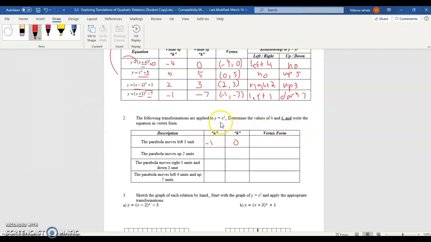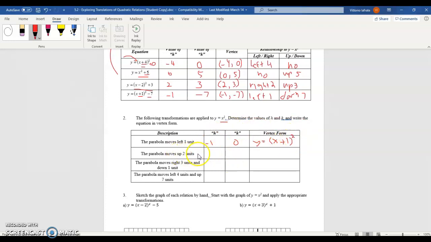So what that means is we took our x squared, and we modified it in this way here. We did y is equal to x. It's a horizontal translation, so it's in the brackets, plus 1. I put plus because I know that since I moved to the left, my h must have been negative, so I put the opposite sign in there, squared.